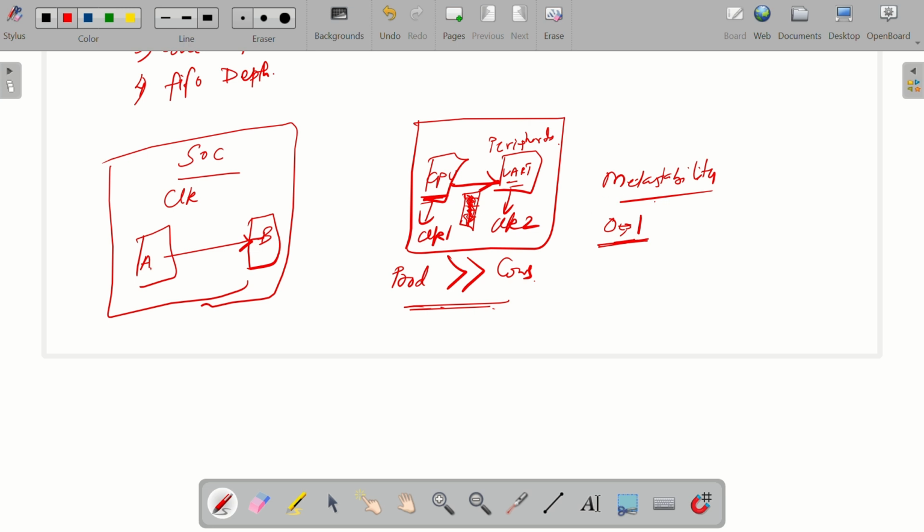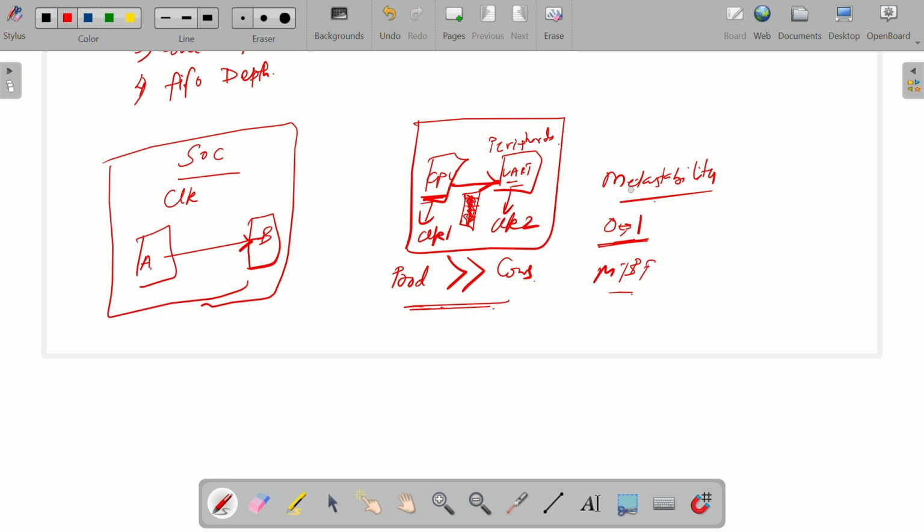I won't say this problem is completely solved, because metastability cannot be completely solved, but the probability of metastability occurring is greatly reduced in asynchronous FIFO, because there is also one formula for MTBF, mean time between failures. We'll discuss that also. That is also one criterion for which your metastability reduces with two flip-flops.